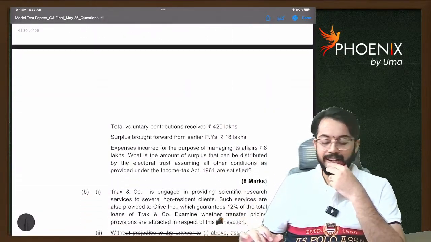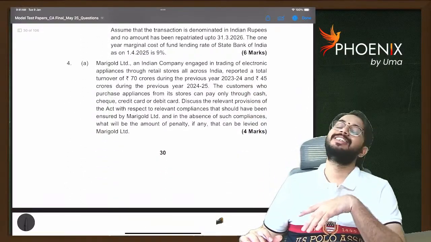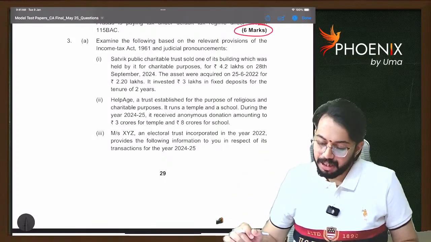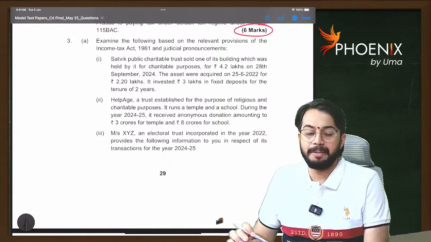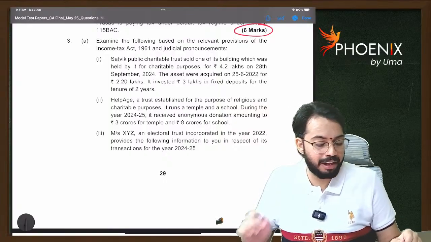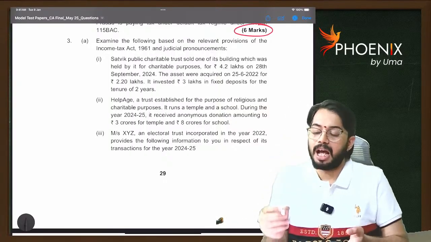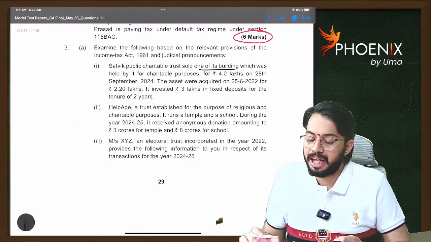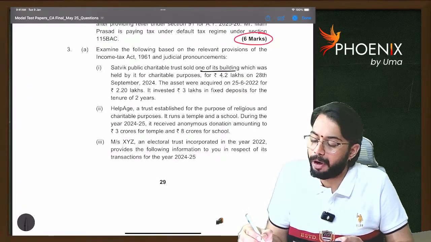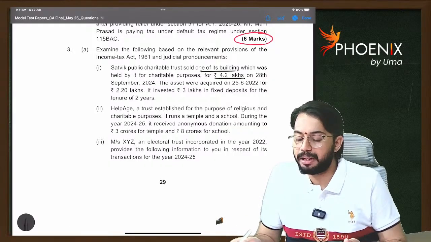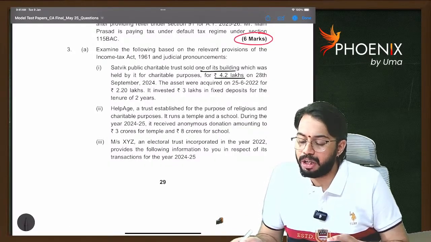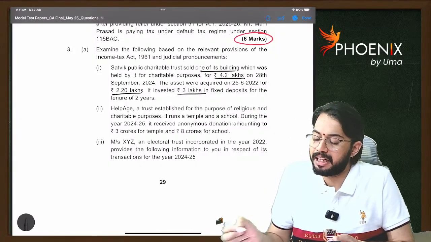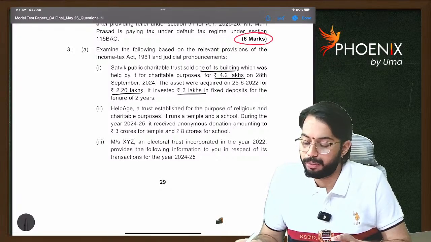Next question number 3. How much time is each question? Examine the following based on relevant provisions of the Income Tax Act 1961 and judicial pronouncements. Satvik Public Charitable Trust sold one of its buildings, which was held by it for charitable purpose, for 4.2 lakhs on 28th September 2024. The asset was acquired on 25th June 2022 for 2.2 lakhs. It invested 3 lakhs in fixed deposits for the tenure of 2 years.